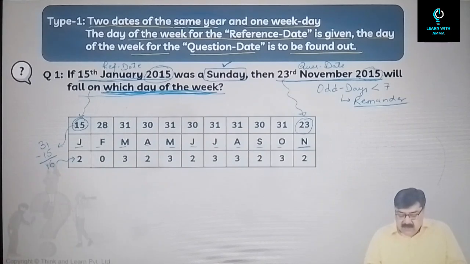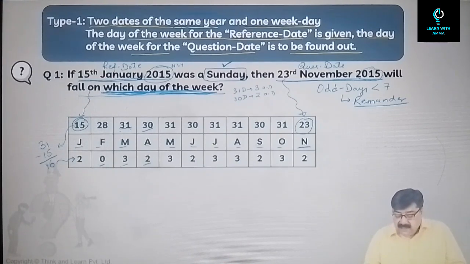Now, since 2015 is a non-leap year, or let us say an ordinary year, the month of February in this year will consist of 28 days, which means 0 odd days. March has 31 days in it, so 3 odd days. April has 30 days in it, so 2 odd days. Well, we remember, don't we? Any month which has 31 days in it will have 3 odd days. Any month which has 30 days in it will have 2 odd days.